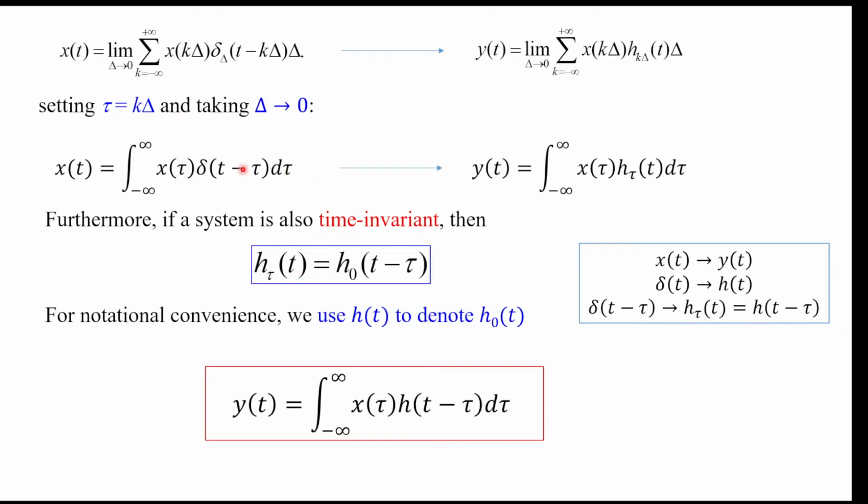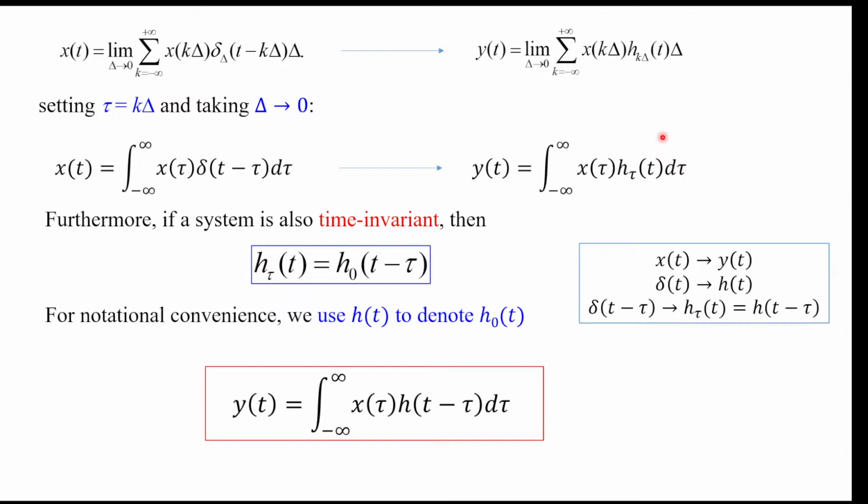This is a kind of ad hoc, hand-wavy derivation of x of t being the integration of x of tau times delta of t minus tau d tau. And y here is similar: the summation becomes an integration, x of k delta becomes x of tau, then you have h sub tau of t, then d tau.